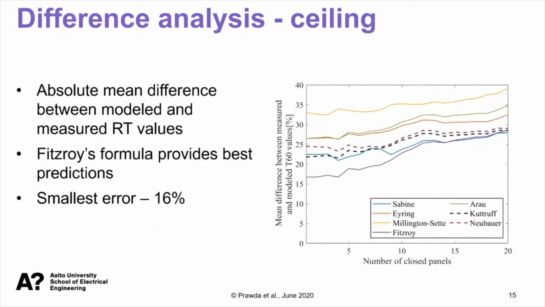And we again calculated the absolute mean difference between modeled and measured reverberation time values. And again, the Fitzroy's formula provided the best predictions, except for when the absorption decreased considerably, where the Sabine's formula is a bit better. And the smallest error in the best case was around 16%. And again, the biggest error was given by Millington-Sette's formula.